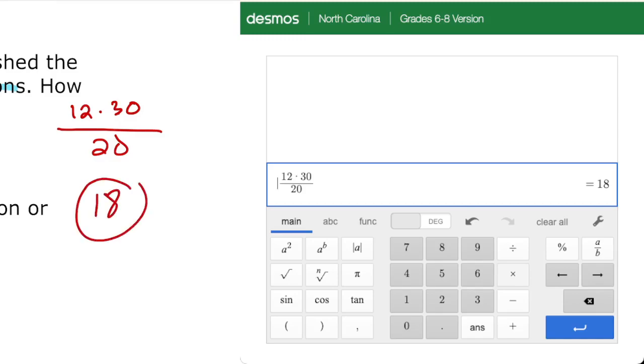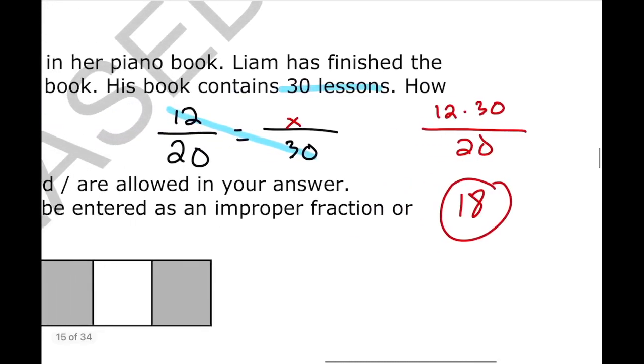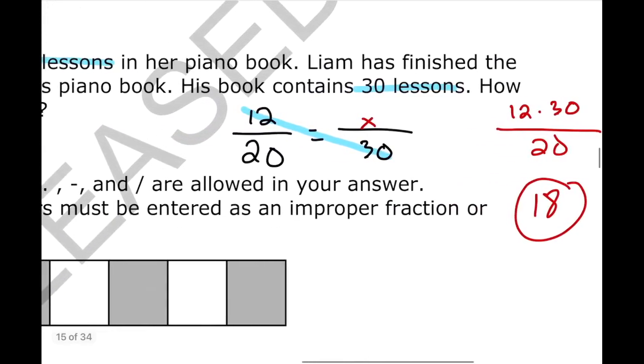So 18 would be representative of the number of pages that he's finished, or the number of lessons. But for this, some of you may say, well, I don't want to use a calculator and I don't want to do cross multiply and divide. And you can actually see another way. You can see that to get from 20 to 30, that is another 10.